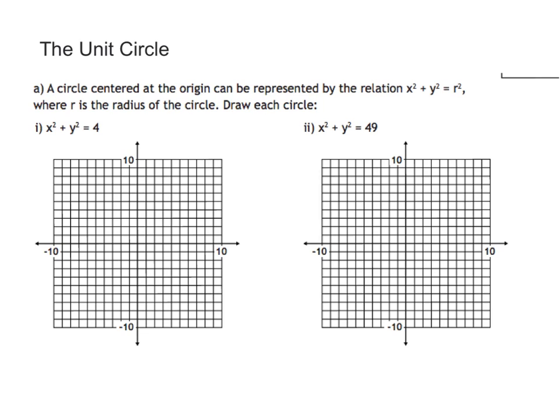The first one is x squared plus y squared equals 4. Its center is at the origin. What's the radius of this circle? So remember, x squared plus y squared equals r squared. r squared is equal to 4, so r is equal to 2. Take the square root of that number.